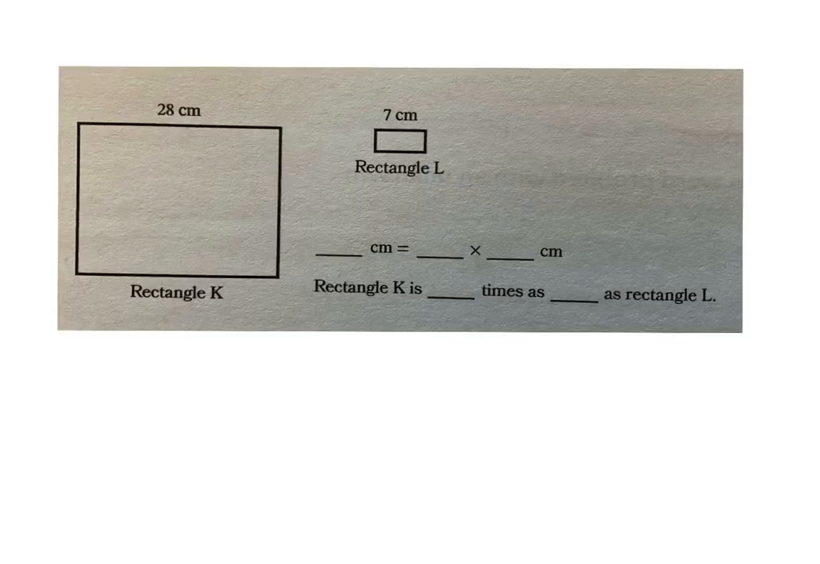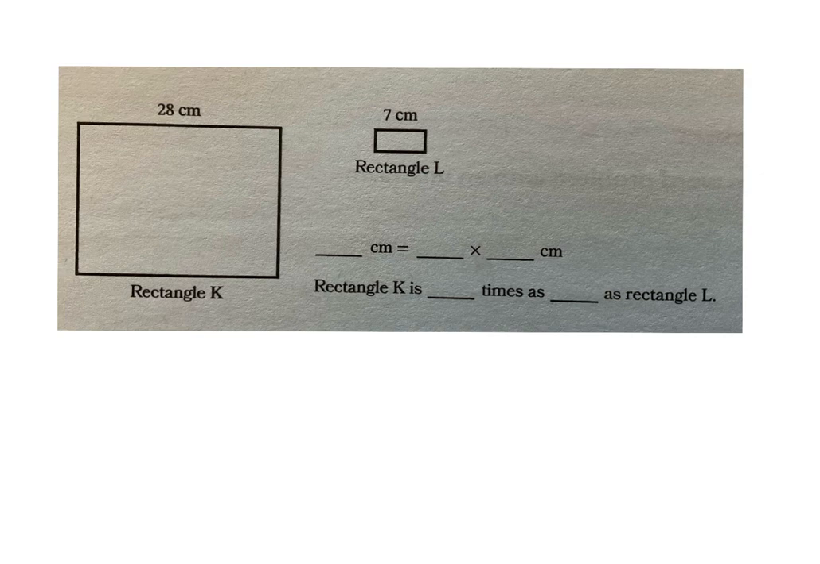In our next picture, we now have rectangles. Rectangle K is being compared to rectangle L. And obviously, you can tell that rectangle L is much smaller than rectangle K. But again, we have to figure out that multiplicative comparison: how many times as long or wide. We would need to write that out. So here we go, let's figure it out.